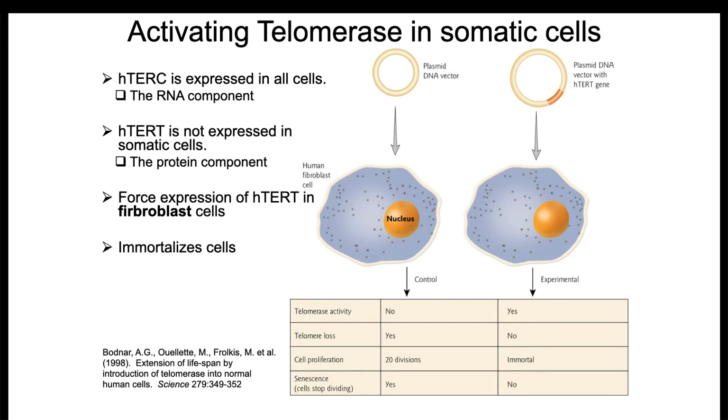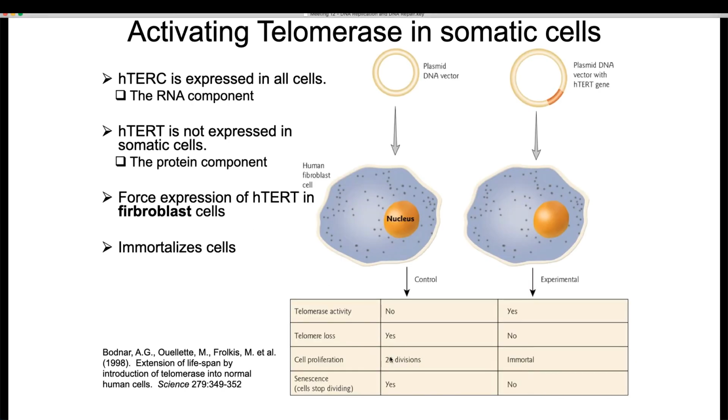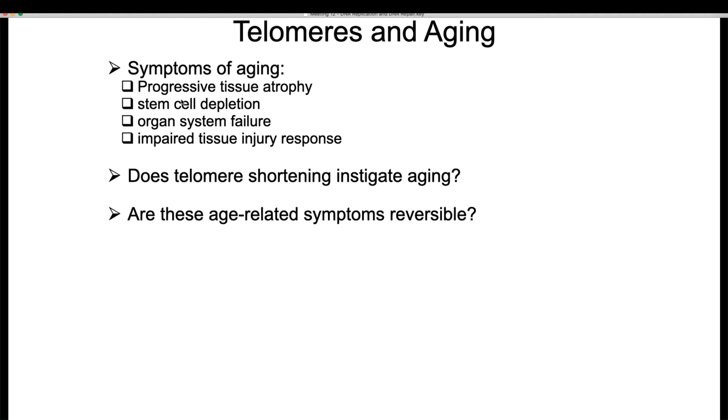Okay, so that means that it's the lack of telomerase activity that causes senescence. And what we believe now and what we know now is that senescence is one of the major reasons for the phenotypes of aging. Okay, so as individuals get older and older, there is a set of symptoms that happens to everybody as they age. Progressive tissue atrophy, stem cell depletion, organ system failure, impaired tissue injury response. All of this is now believed to be due, at least in part, to this idea of senescence, that most of the cells of your body are going to have a limited number of times that they can divide before they run out of telomeres and therefore stop dividing, thereby causing all of these symptoms.